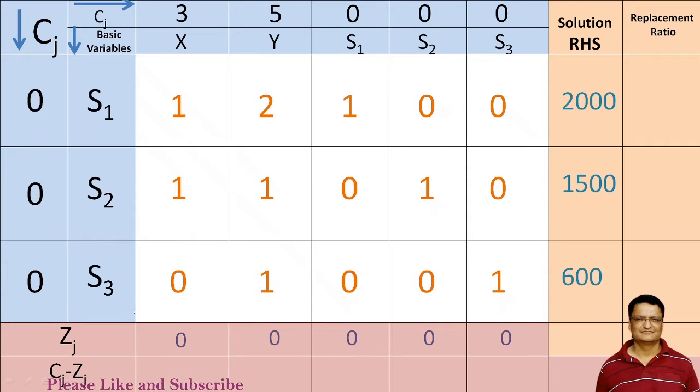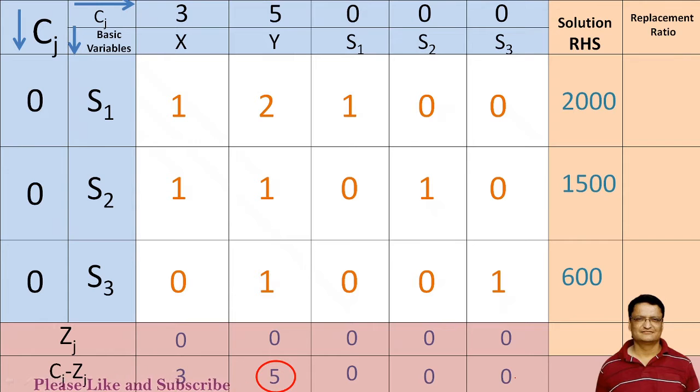Now I need to compute this Cj minus Zj value. So what is this Cj minus Zj value? This is your Cj value minus this Zj value. So 3 minus 0 will give me a value of 3. Similarly, this particular 5 minus 0 will give me a 5. 0 minus 0 will give me a 0 value, 0 minus 0 will give me a 0 value, and 0 minus 0 will give me a value of 0.